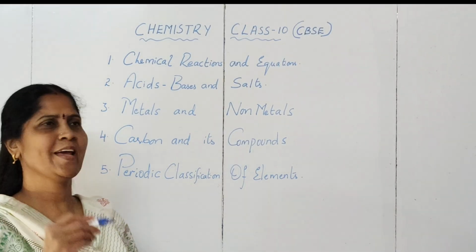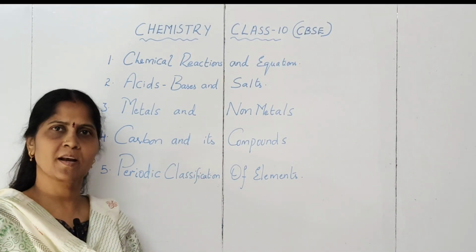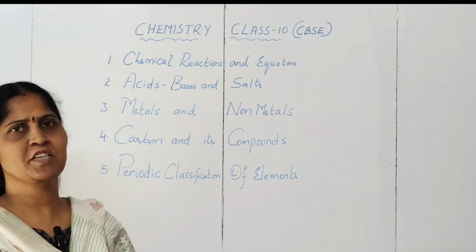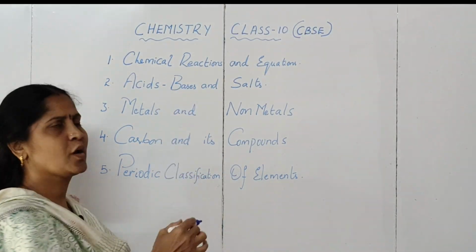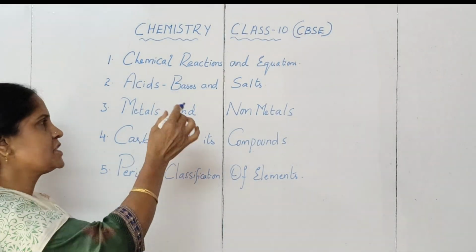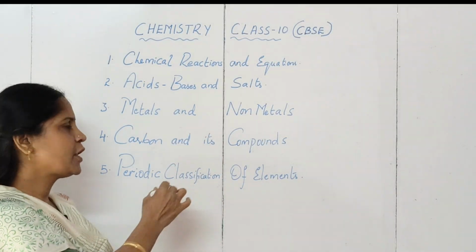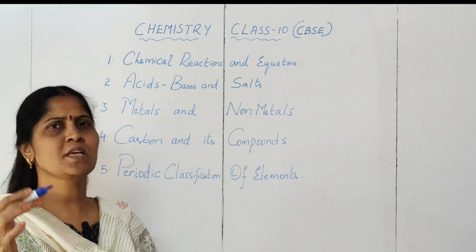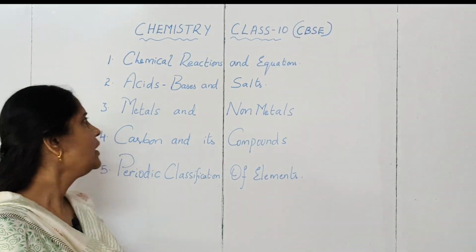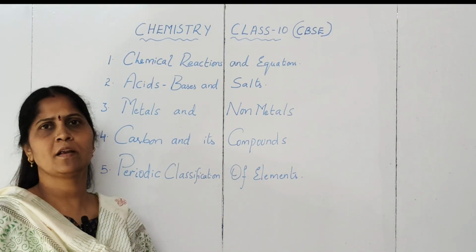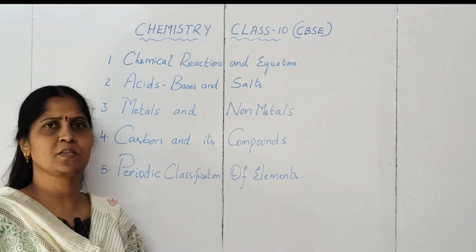Hi all. So today I am going to start up with chemistry for class 10 CBSE students. When we talk about chemistry, we have 5 chapters as you have seen: chemical reactions and equations, acids, bases and salts, metals and non-metals, carbon and its compounds, and periodic classification of elements. Out of these, the second, third and fourth chapters are very important and they can fetch you around 20 marks in your exam.